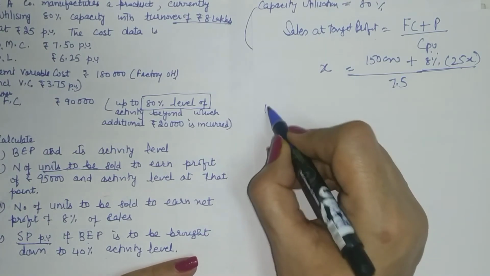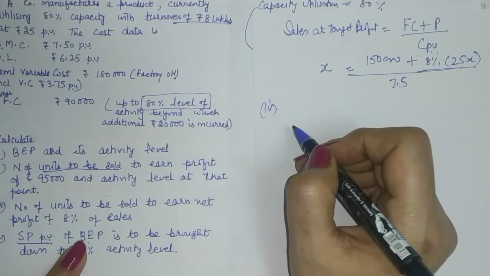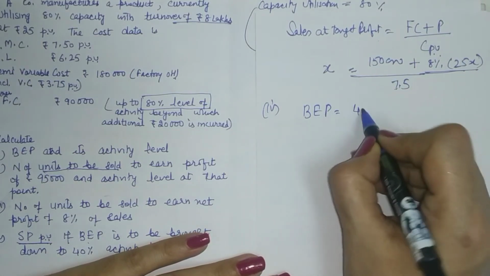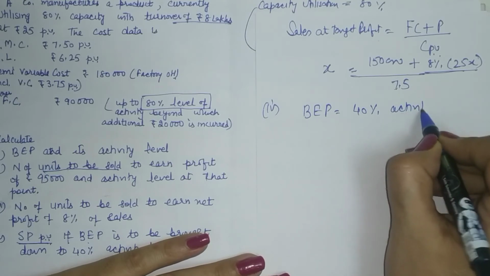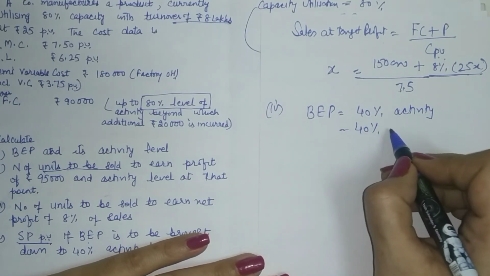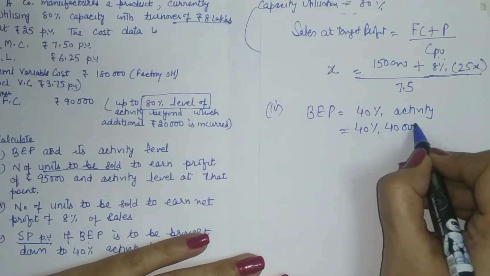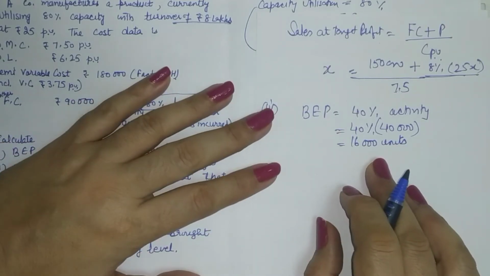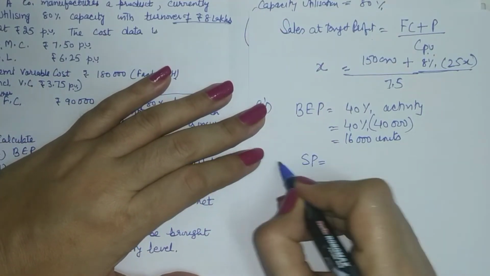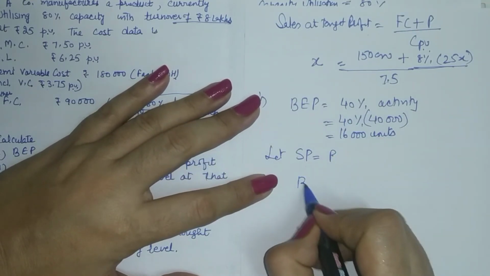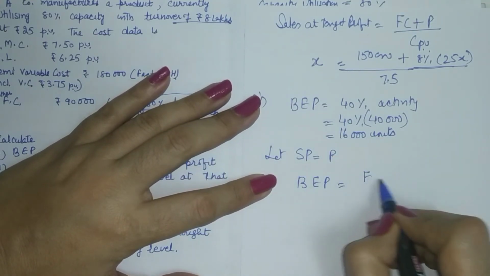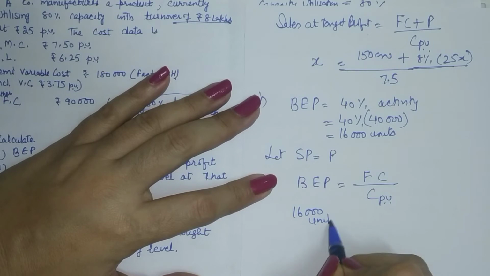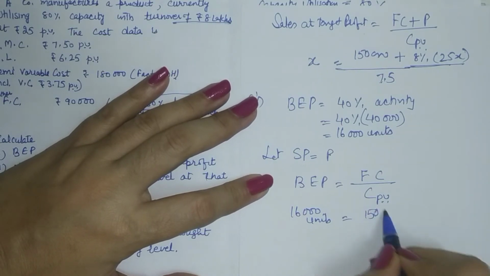Now last question, last part, selling price per unit if break even point is to be brought down to 40% of activity level. So you want break even point to be 40% of activity, and overall capacity was 40,000, so 40% of this is 16,000 units. So if you want to have this much amount here, then what will be the selling price? So let selling price be P. So formula for break even point is fixed cost upon contribution per unit. Break even point is known to us, fixed cost is known to us.